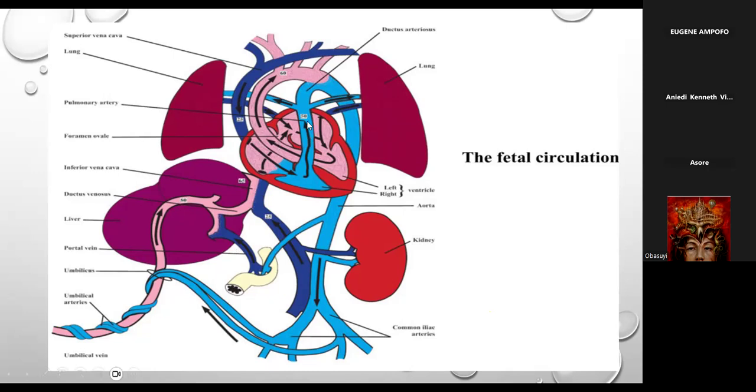the pulmonary artery, and then through the ductus arteriosus, distal to the origin of the left subclavian artery, supply the lower extremities, and then back to the internal iliac arteries. These are the umbilical arteries taking the oxygenated blood back again to the placenta for oxygenation.